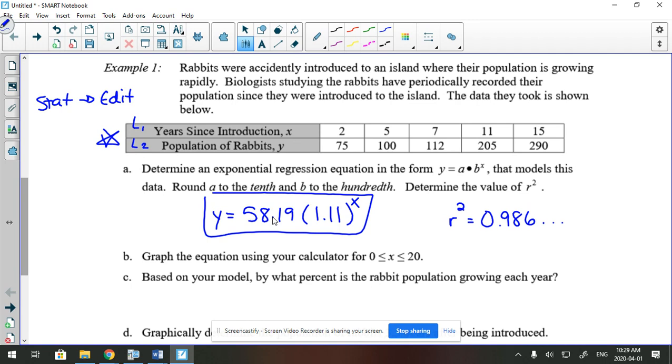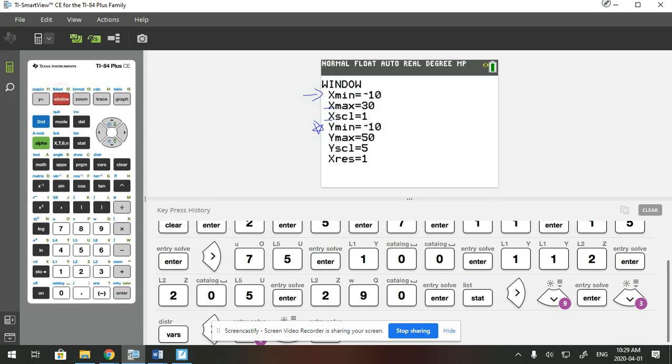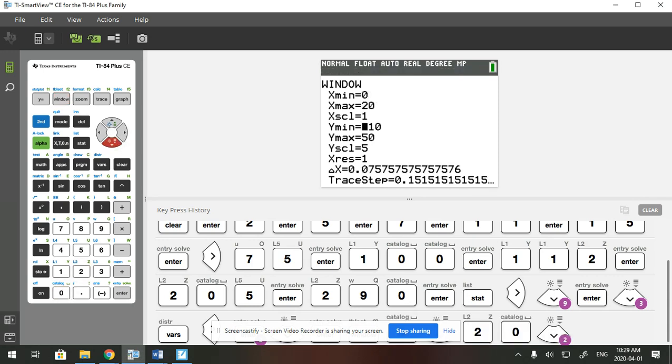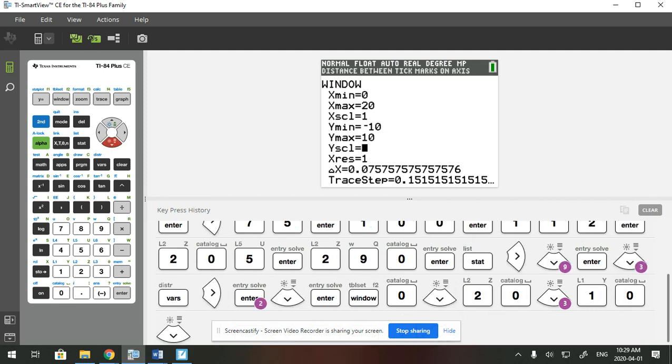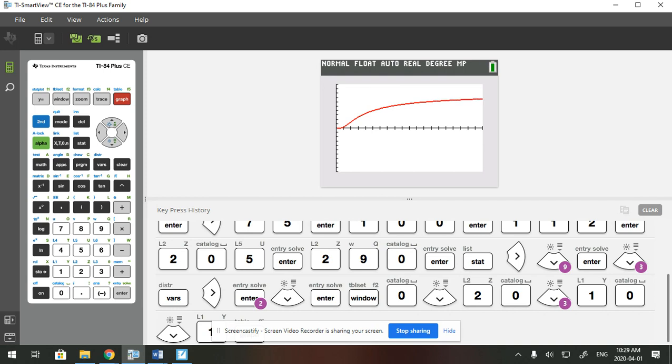Okay, then part B is just graph this equation using your calculator for x between 0 and 20. That's helping you set your window settings. So when I go into my calculator, under Window, I know I want my x to be between 0 and 20. So I'm going to change my min to 0, my max to 20. I'm just going to make sure everything else is standard, because I was messing around with it earlier. Okay, then you're going to graph it. And now you can see what the equation looks like. Then we can continue on and answer the rest of our questions.